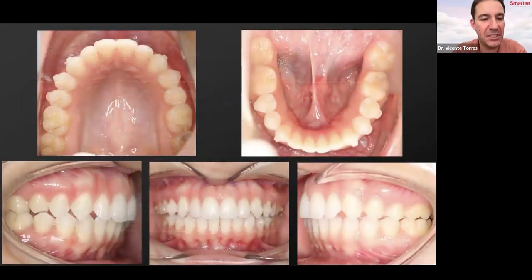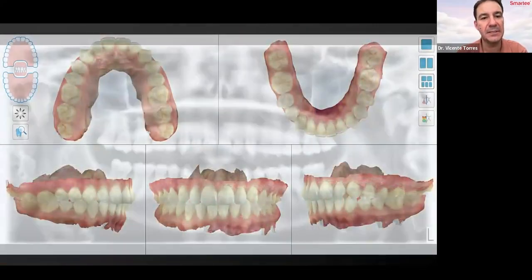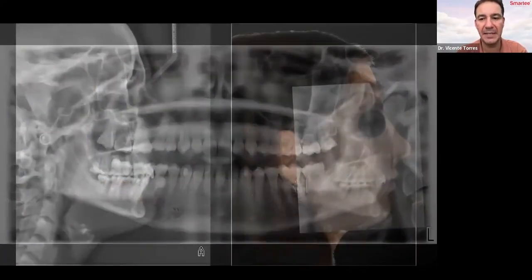Okay, this is the patient, aligner number 18. You can see here on the right side, we are close to a class 1 occlusion in the molar, still class 2 in the canine, and we have an incomplete class 2 on the left side, molar and canine. This is the scanner, ortho, and telegraphy.